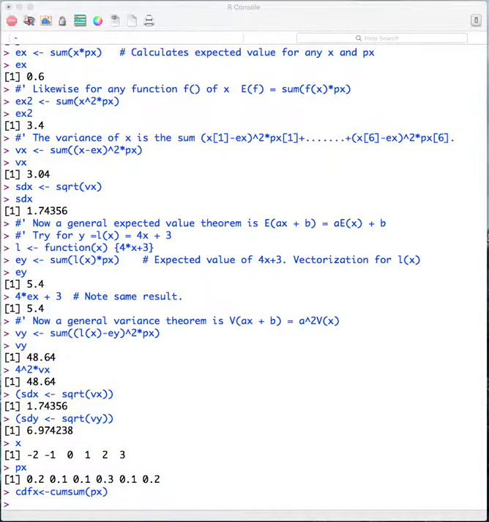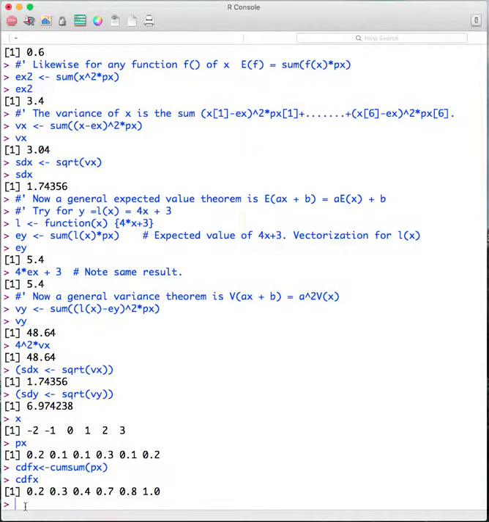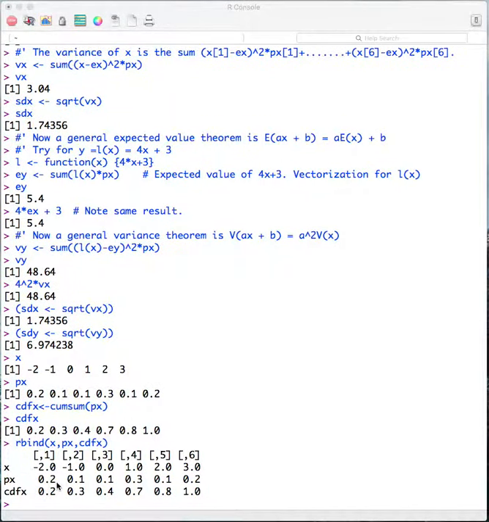let's actually print it out. Notice the 0.2 is the same as the original PX. Then the 0.3 is the 0.2 plus 0.1. The 0.4 is the 0.2 plus 0.1 plus 0.1. The 0.7 is 0.2 plus 0.1 plus 0.1 plus 0.3, etc. The last one is going to add up to 1. This is actually a less than or equal to distribution. Let's look at it. There it is.